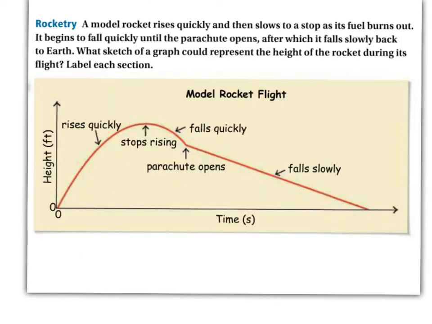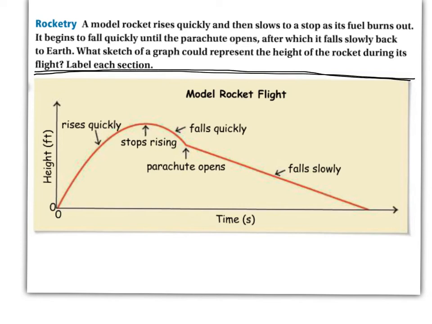The next part is sketching a graph. You have to pretend that they only gave you this top part. I put the answer on there, so pretend that picture isn't there. It says a model rocket rises quickly and then slows to a stop as its fuel burns out.